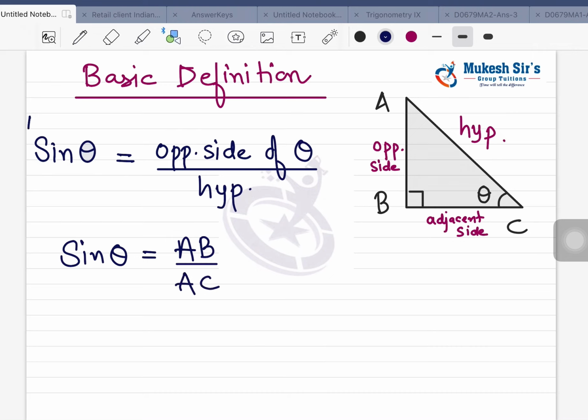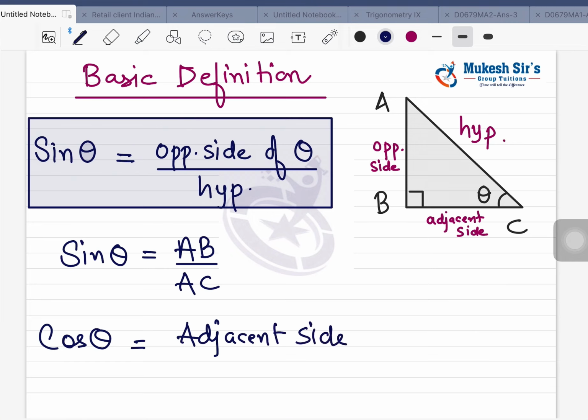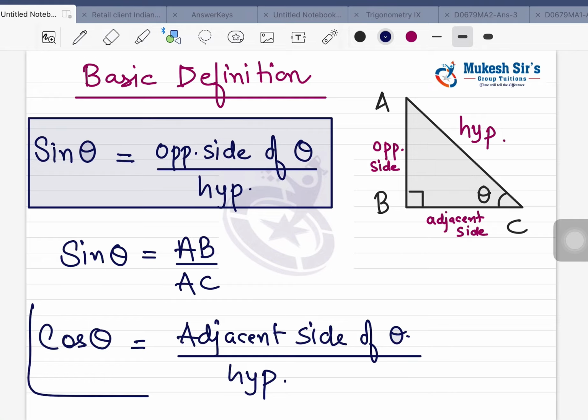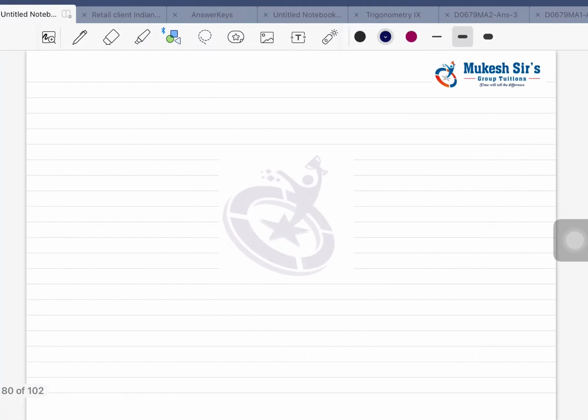So remember the first definition. Sine of any angle is equal to the opposite side of that angle divided by its hypotenuse. The second ratio is the cosine ratio, which we write in short as cos theta. Cos of any angle theta is equal to the adjacent side of theta upon hypotenuse. So cos of any angle is equal to adjacent side upon hypotenuse.